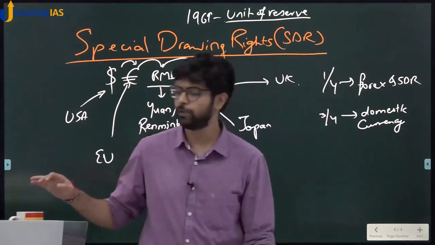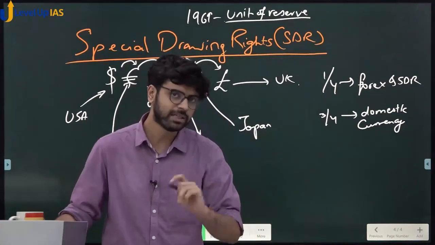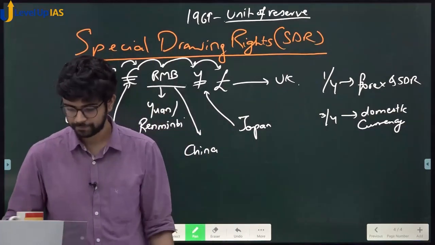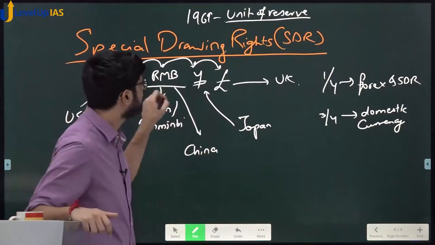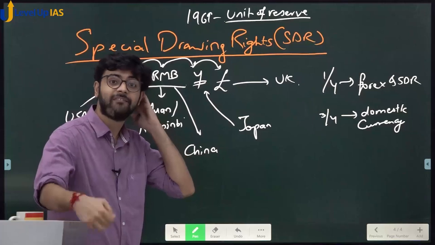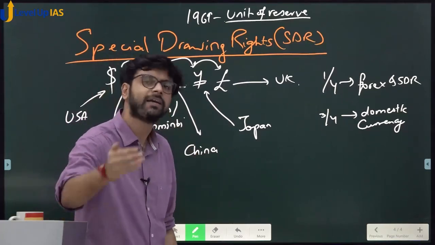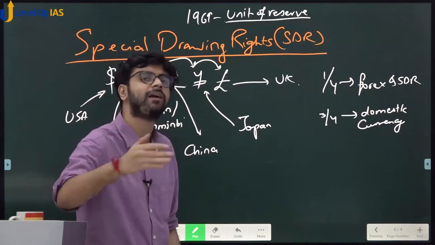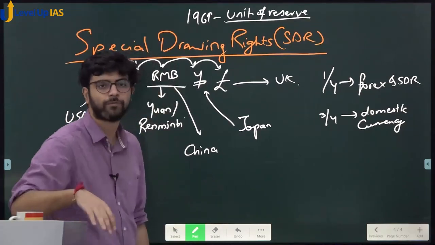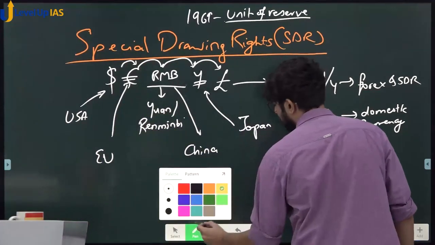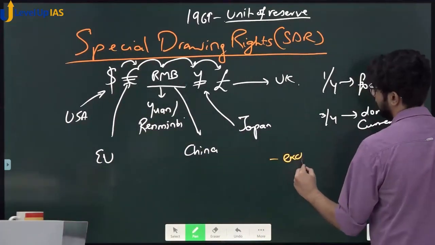It is not a currency. You cannot use it in your country. Can you use SDR in your country? In any country, it cannot be used. Can it be exchanged for national currencies? Yes. If India has 100 SDRs, it can get rupees from the IMF, equivalent dollars, or equivalent renminbi from the IMF. So among the characteristics, it can be exchanged for other currencies.